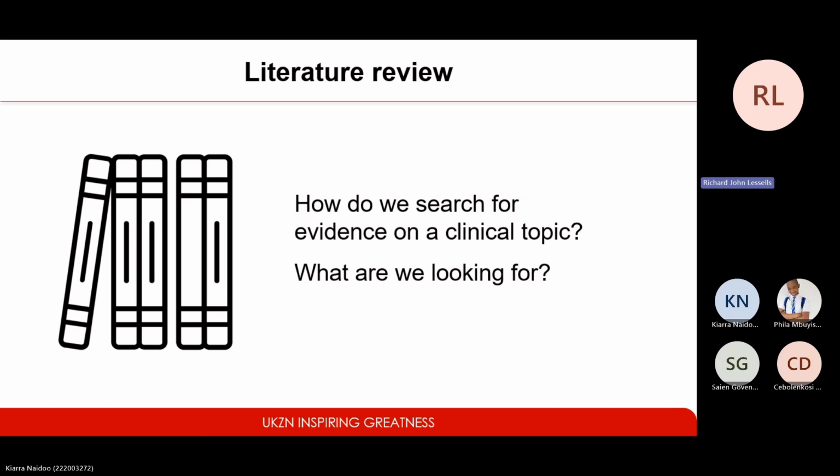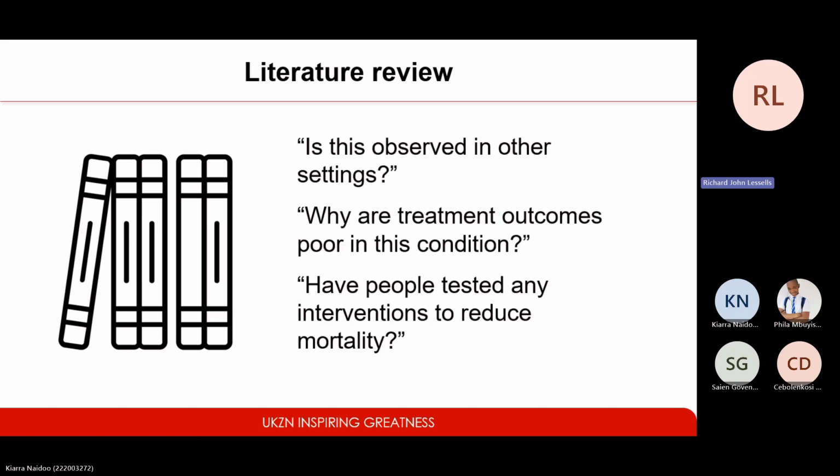as I'm going to go into the literature, these are the kind of things that I'm asking. So is the mortality that I'm seeing here in my hospital in Durban, is this what other people see in other settings? Why are the treatment outcomes poor? Has anyone done anything about it? Has anyone tested any intervention to reduce mortality? Is there something I should be doing that I'm not doing that might help my patients?